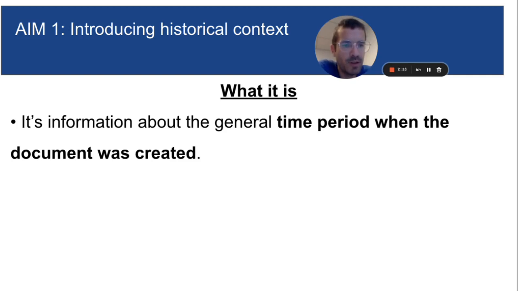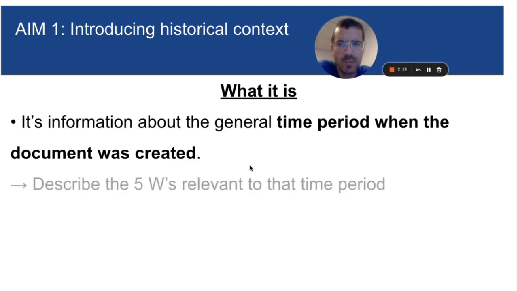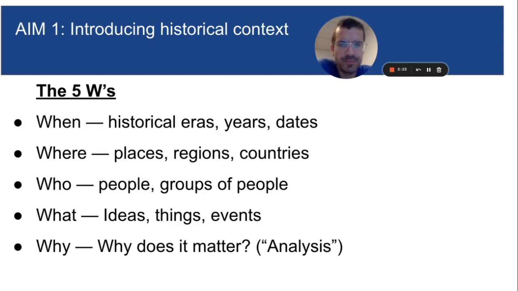In order to describe that time period successfully, I recommend focusing on what I call the 5 W's. And the 5 W's are when, where, who, what, and why. Remember, these are things that are related to the time period of the document, not to the document itself.